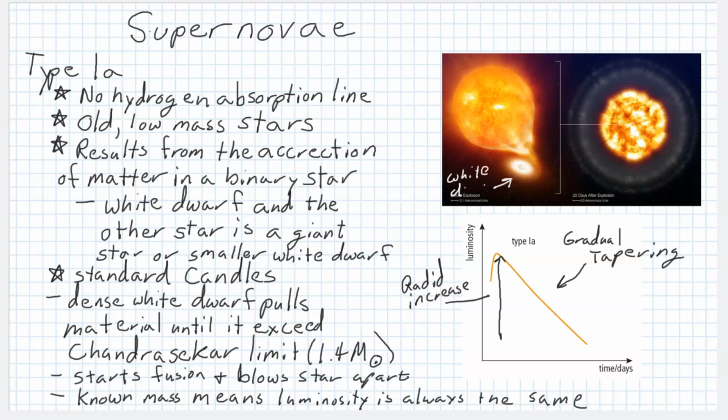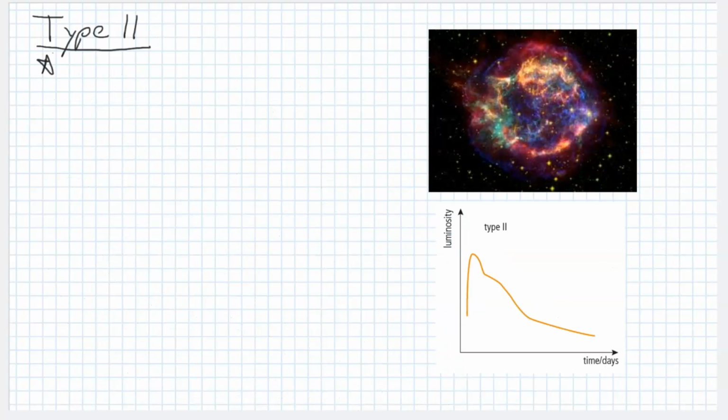Shown in the picture here is a Type 1a supernova. So we have a white dwarf and a larger star, which it's pulling material from until it exceeds 1.4 solar masses, the Chandrasekhar limit for a white dwarf, and then we have a supernova. The other kind of supernova you need to know about is a Type 2 supernova.